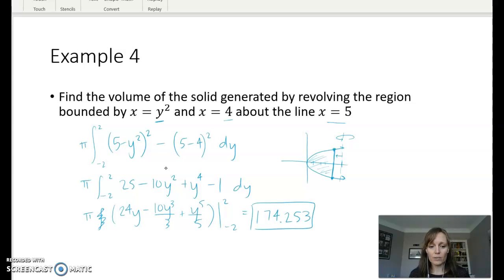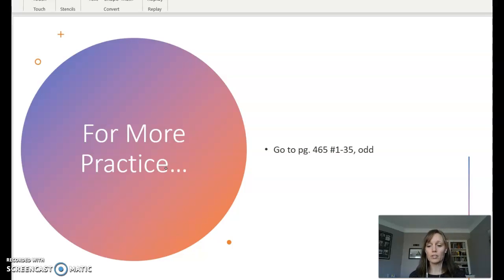Hopefully with these examples that was helpful for you. If you wanted to do more practice, then you can go to page 465 in the textbook, and any of the problems 1 through 35. I recommend picking a variety of them so that you can take a look at the different functions and how this works. Please reach out if you have any other questions.